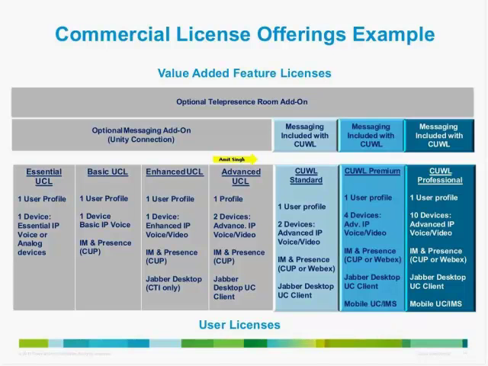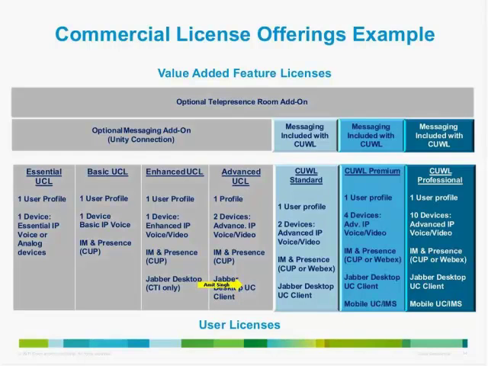But what you will notice is the messaging add-on, that's optional in this scenario, for Unity Connection. That's what we are going to engage. So this is something which doesn't come as default. And then with advanced UCL, you get more functionality. You get IM and presence. You can have two devices. You have the Jabber desktop UC client as well.